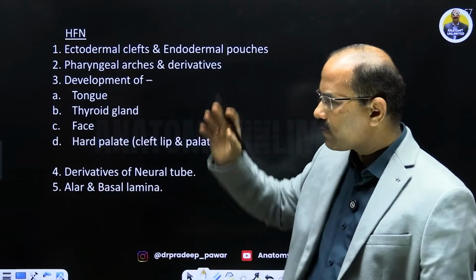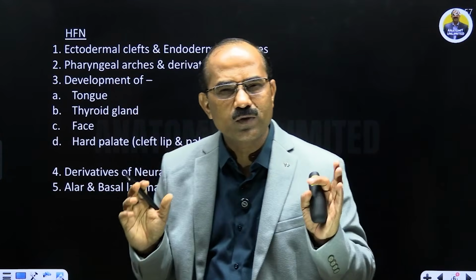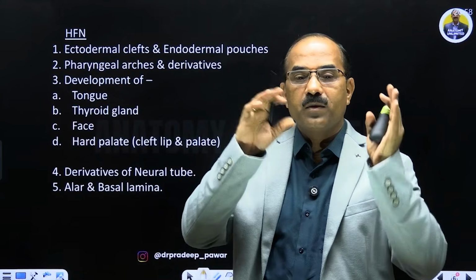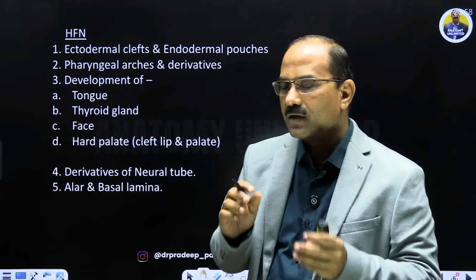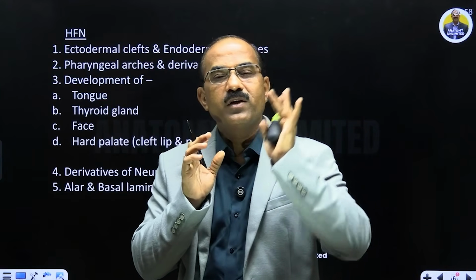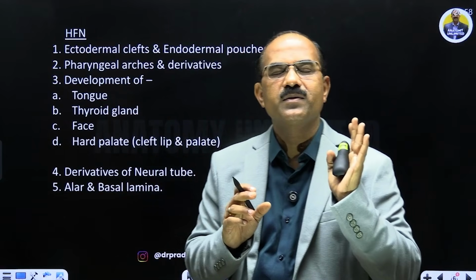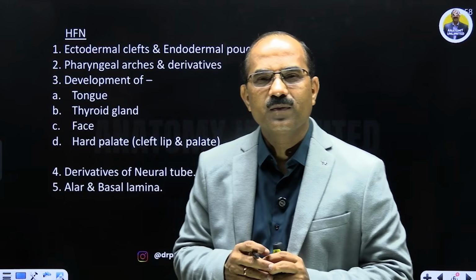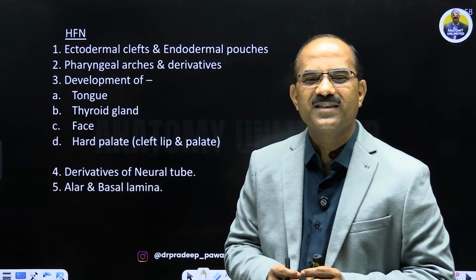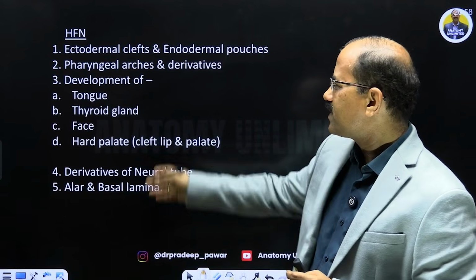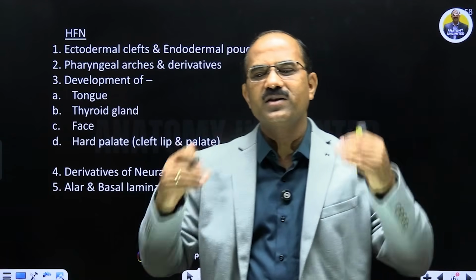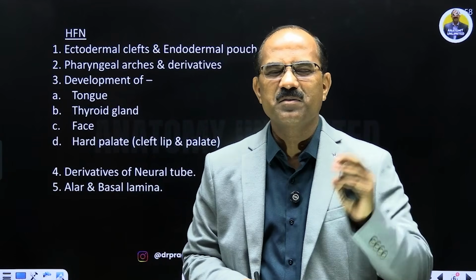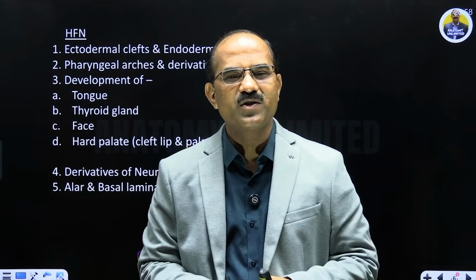Fine. Regarding head and neck, the ectodermal and endodermal pouches, the fate of the pouches, the arches, the derivatives of the arches, the development of tongue, thyroid gland, the development of face, what is cleft lip, hair lip, oblique facial cleft, development of hard palate, what is foramen cecum, what is incisive foramen, right? So this is very important. The nerves of the pharyngeal arches, the muscles derived from the pharyngeal arches, the derivatives of the pharyngeal arches, the muscles, the cartilages, the nerve and the artery of the arch.